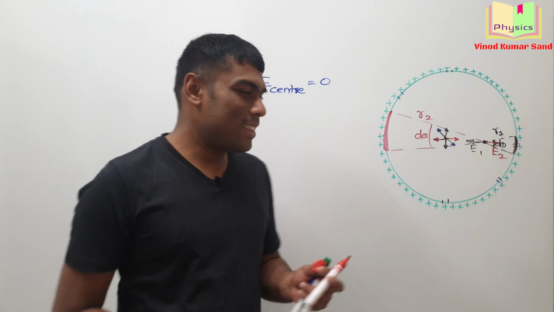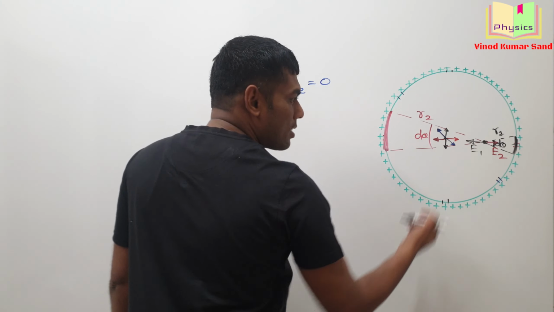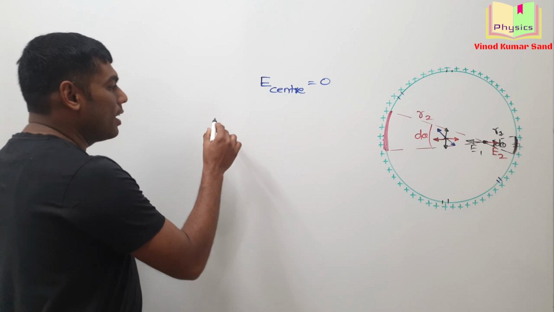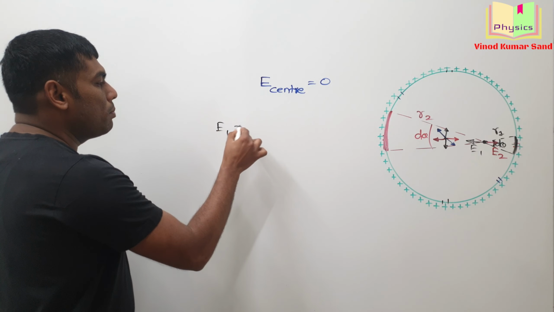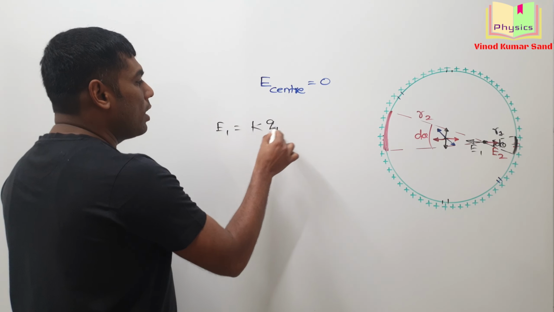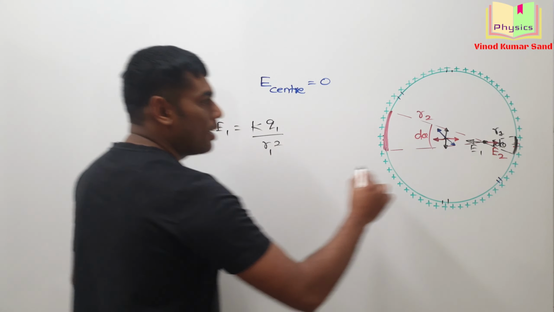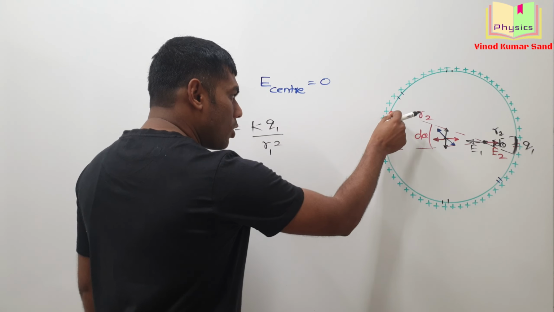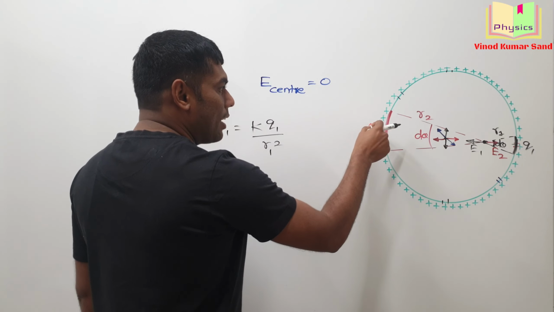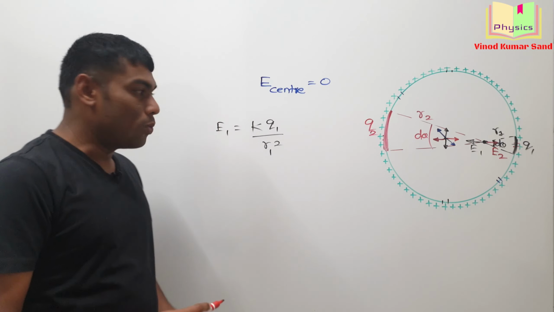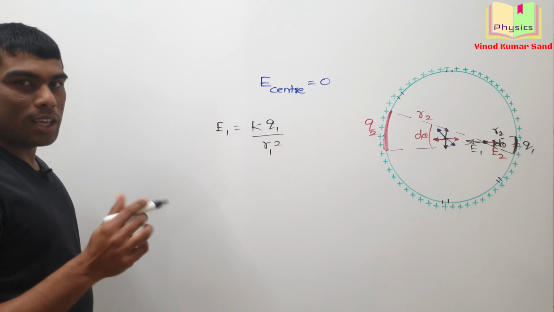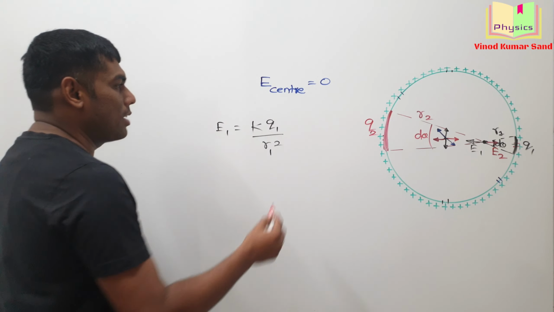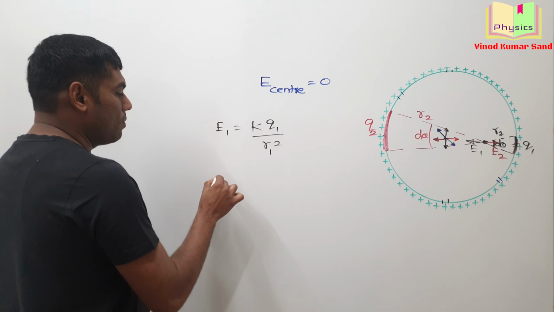To obtain the data, what we can do, let us write the expression of E1 and E2. The E1 will be K Q1 by R1 square if we consider the charge here as Q1, and charge on this red element, this red line, we consider as Q2. Then E2 will be what? K Q2 by R2 square. Let's write the expression for E2 here.